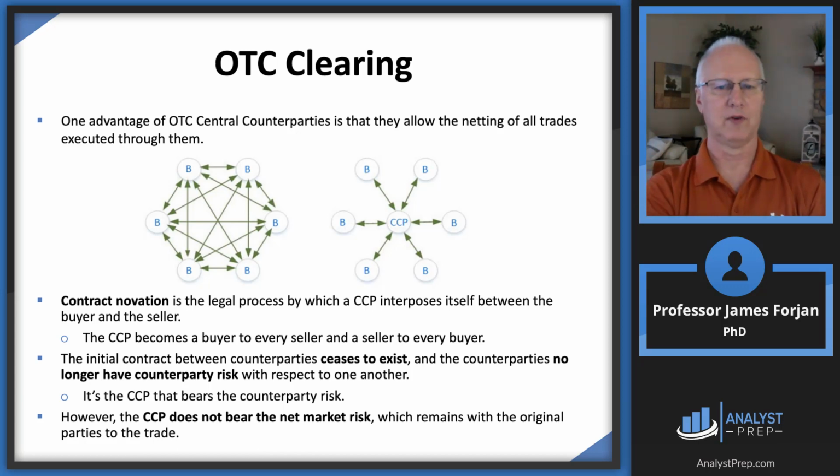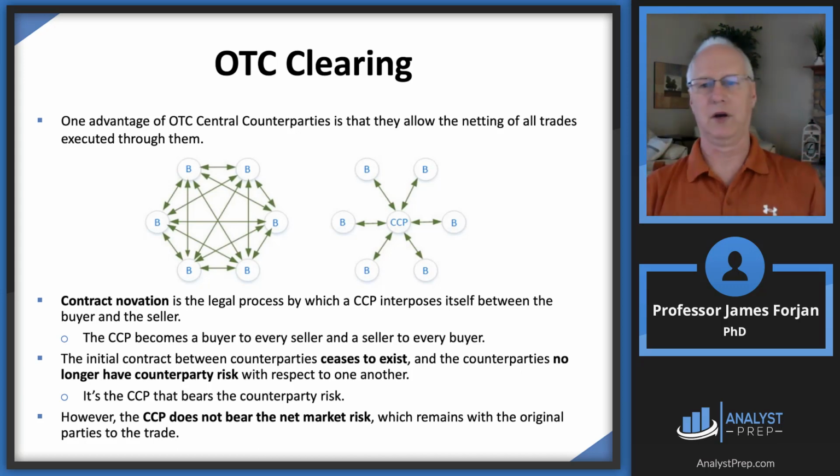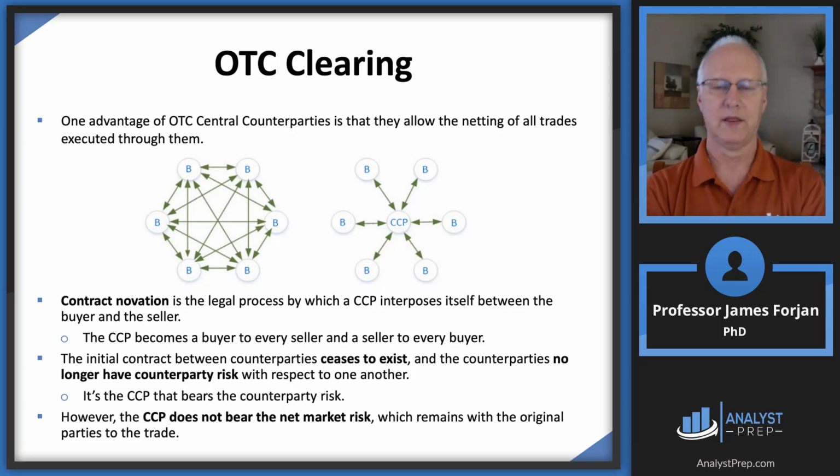So look at the first circle point there. The CCP becomes a buyer to every seller and a seller to every buyer. So all the parties involved in all these derivative trades really don't care what's going on in the outer circle, right? They just care what's going on with the central counterparty.